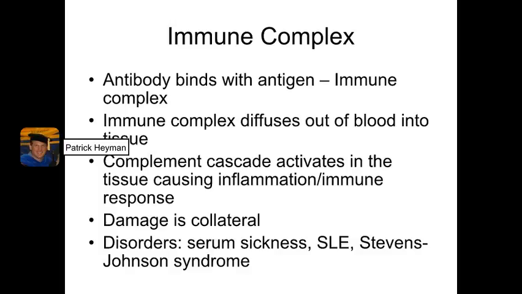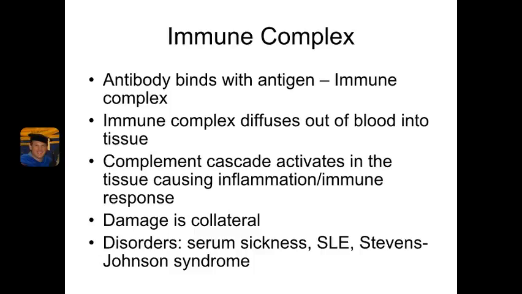Next, we have type 3, immune complex. In immune complex, what we have is an antibody binding to an antigen, and that forms what's known as the immune complex. Now, remember, the purpose of an immune complex is, among other things, to activate complement. So typically, sometimes that immune complex doesn't stay where it's supposed to stay. It doesn't stay blocked off. It escapes into the blood or into some other part of the body.